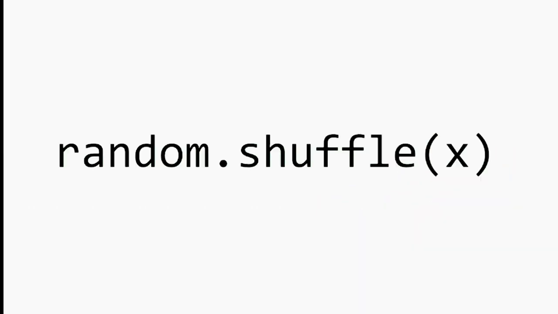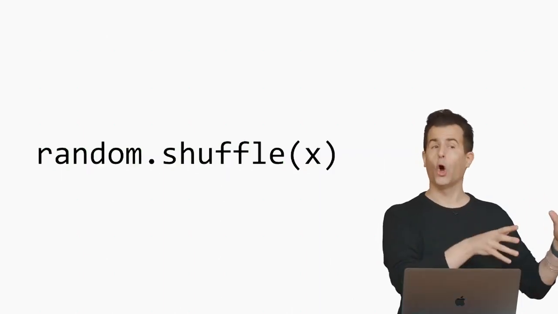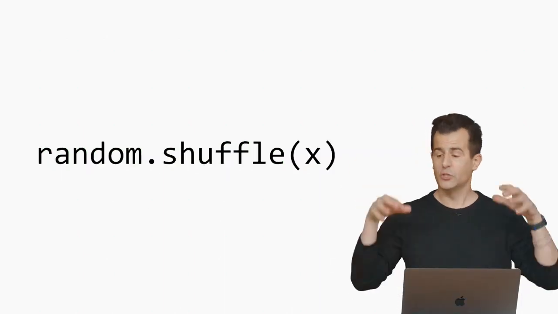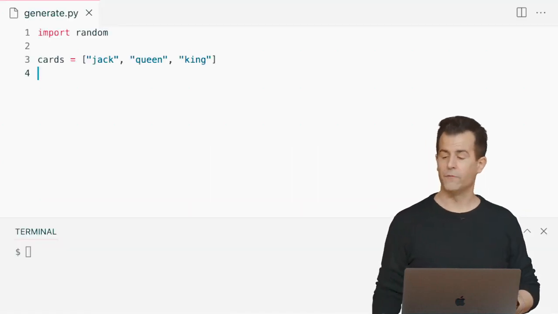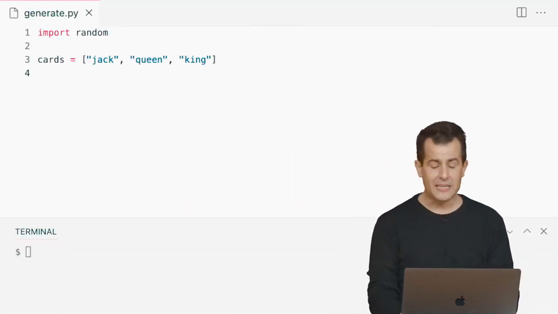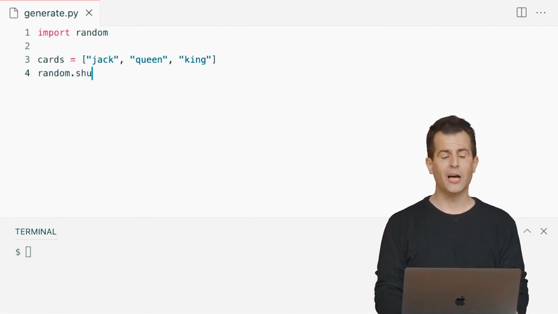Well, how does this now work? If you read the documentation for random.shuffle, you'll see that it shuffles the argument in place. That is, unlike many of the functions we've seen, it doesn't return to you a value that contains the shuffled cards in this case. It actually shuffles the list it's given itself. So what this means for my code is that I need to do something like this. Random.shuffle and pass in the variable containing those cards.